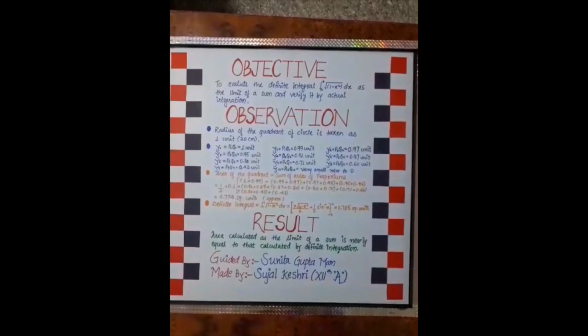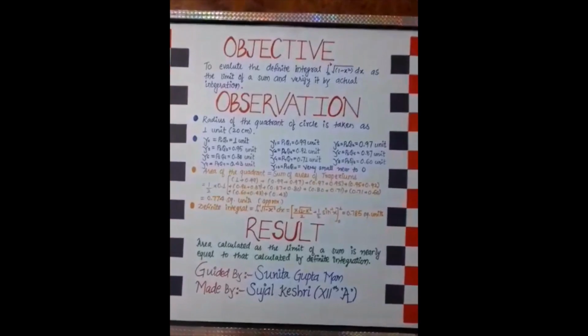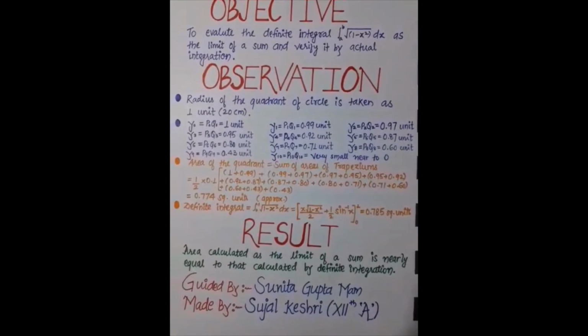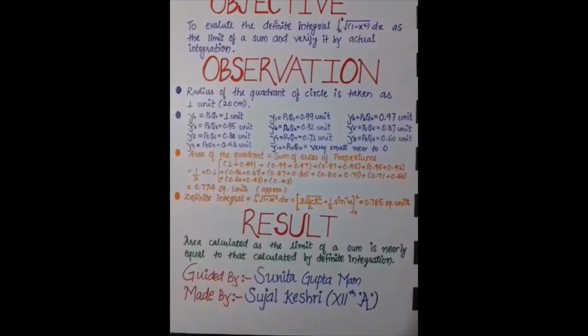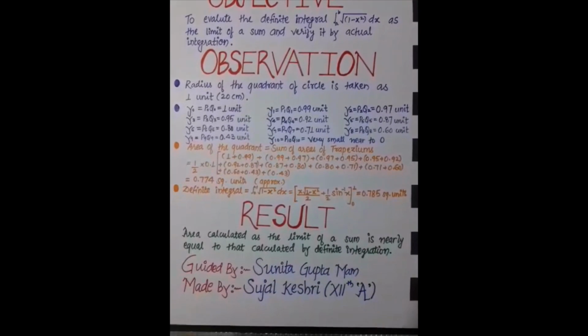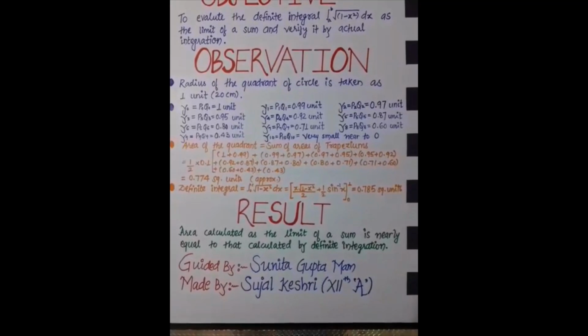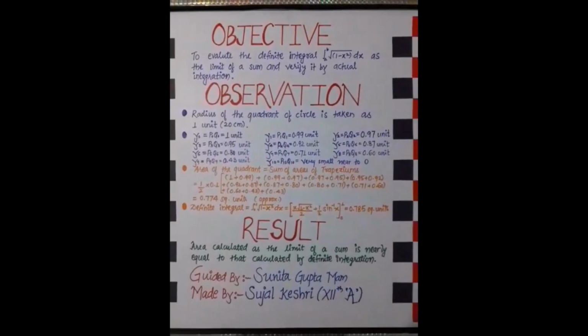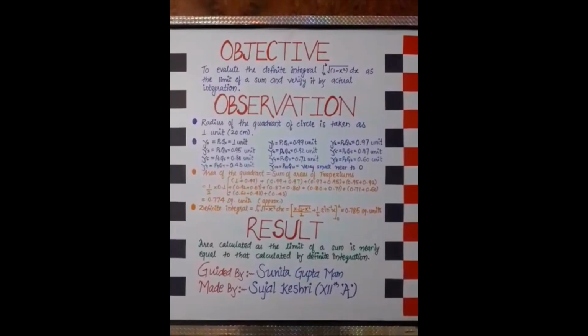Here we have calculated the area of each trapezium and summed up all these areas to get our result. Also we have calculated the same by actual integration. As you can see, both the values come out to be nearly the same. So through this model we understand the concept of definite integration and its application in finding the area under a curve. Thank you.